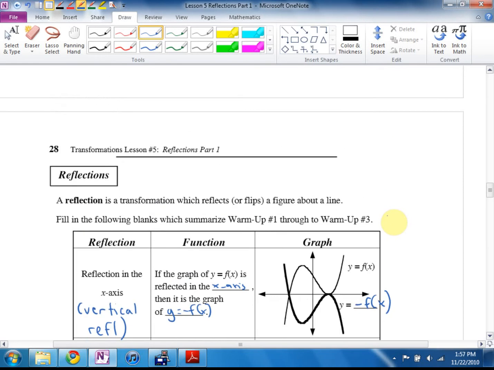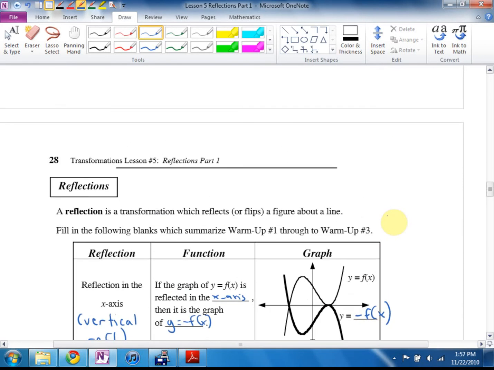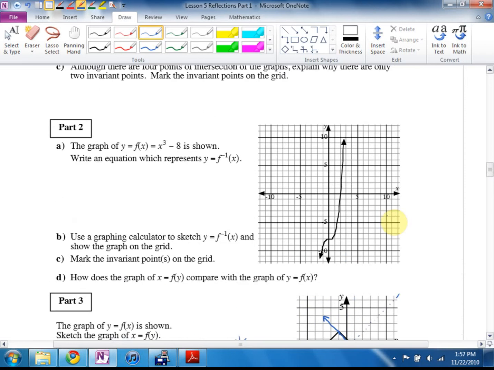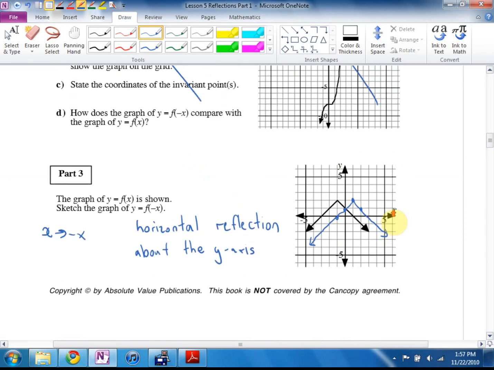Horizontal reflection in which axis? Vertical reflection in which axis?